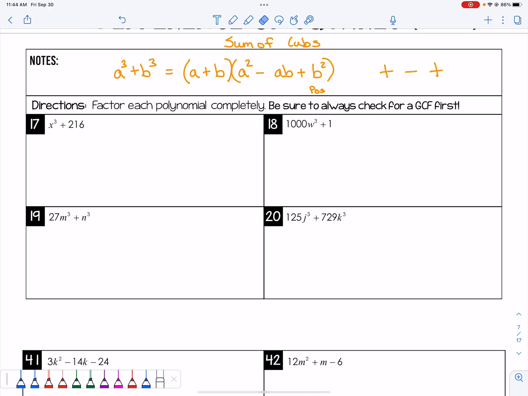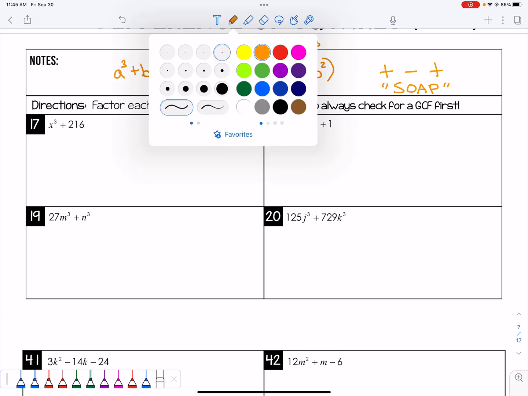Same, opposite, always positive spells the word SOAP. So that helps you to also remember how to write the signs. The signs follow a pattern every time. So let's look at a couple of examples of this.